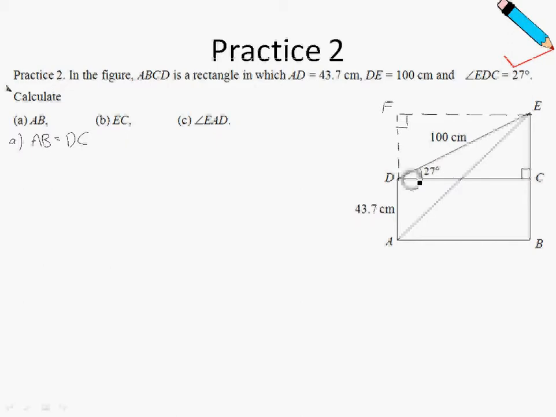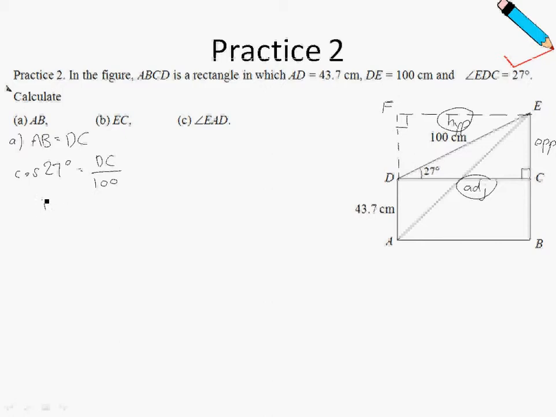Okay, so to find DC, we will stare at triangle DEC. Okay, and with respect to the angle 27 degrees, this will be my opposite, this will be my adjacent, and this will be my hypotenuse. Okay, and since I'm given the hypotenuse and I want to find the adjacent, we should be using cosine. Okay, so cosine of 27 degrees is adjacent over hypotenuse, so adjacent is DC and hypotenuse is 100.